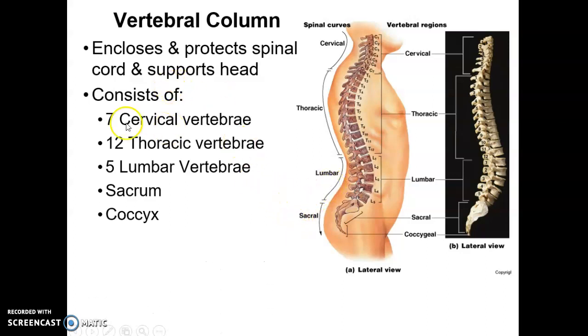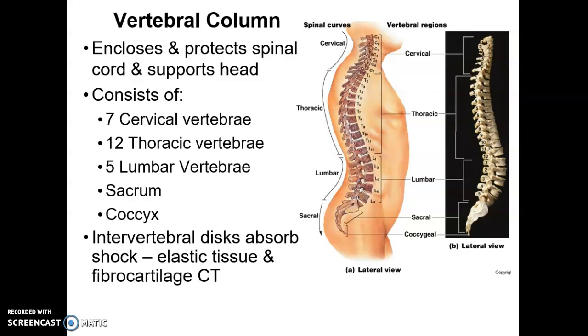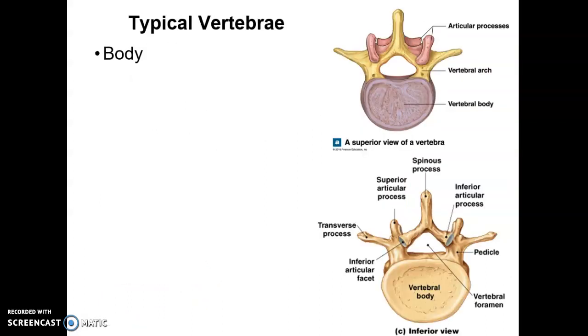I tell students one way to remember the numbers is 7 cervical, 12 thoracic, and 5 lumbar. You have early breakfast at 7, lunch at 12, early supper at 5. That might help. Okay. And then between the vertebrae are the intervertebral discs that act as nice cushioning shock absorbers. They're made of elastic tissue and that tough fibrocartilage connective tissue. Okay, let's look at a typical vertebra.